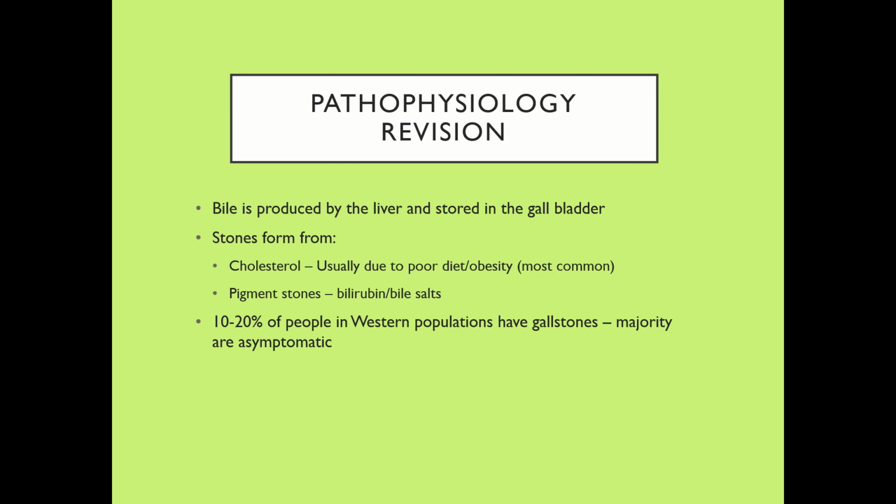A quick bit of revision of the physiology of how it works. Obviously, bile is produced by the liver and stored in the gallbladder. Generally, in Western populations, the stones are largely formed from cholesterol. This is because of poor diet and obesity a lot of the time. Rarer stones are called pigment stones, and these are formed from bilirubin or bile salts.